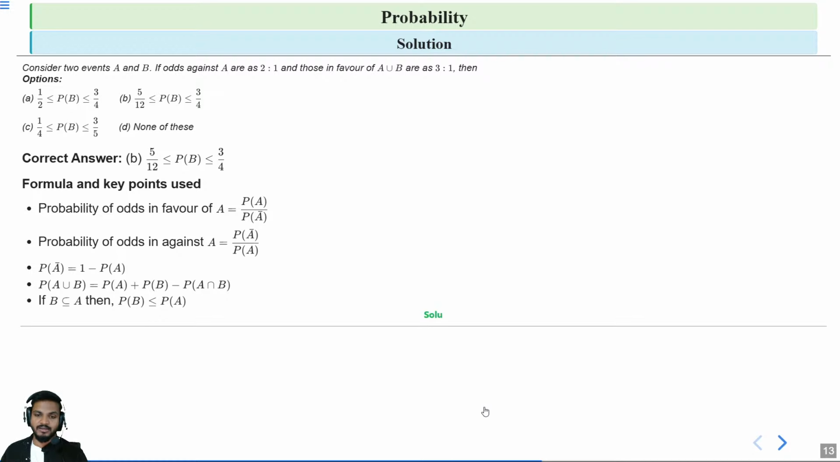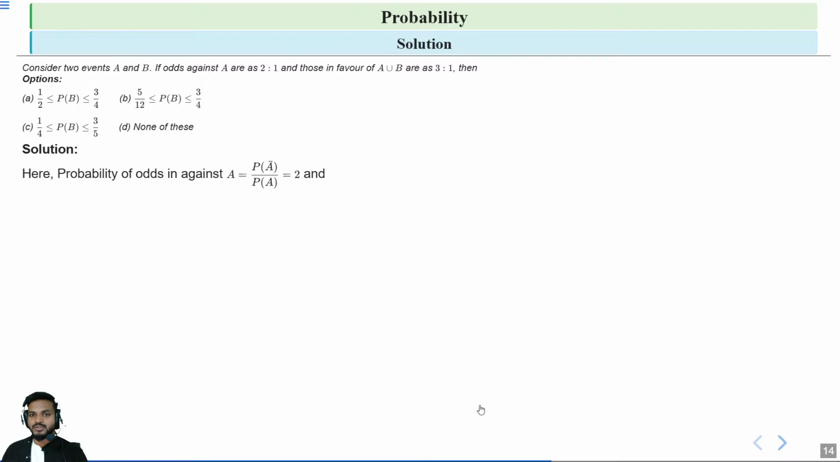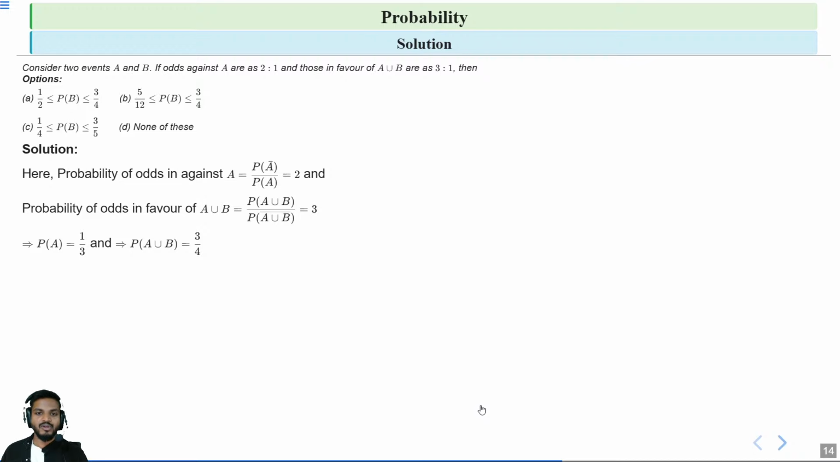And the most important thing: if B is a subset of A, then probability of B is less than probability of its superset, that is A. Okay. So it is given that odds against A is 2 is to 1, that is P(A complement) by P(A) is 2, and odds in favor of A union B is 3 is to 1, that is P(A union B) by P(A union B complement) is 3. So we have P(A) as 1/3 and P(A union B) as 3/4.